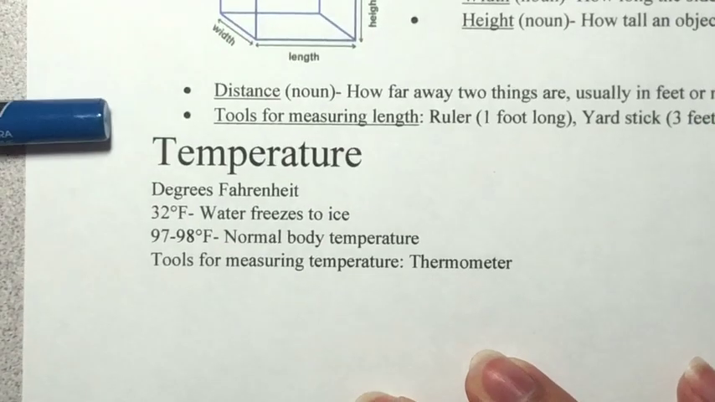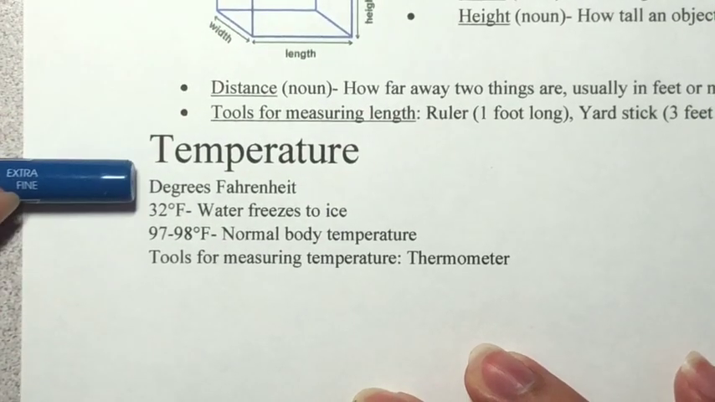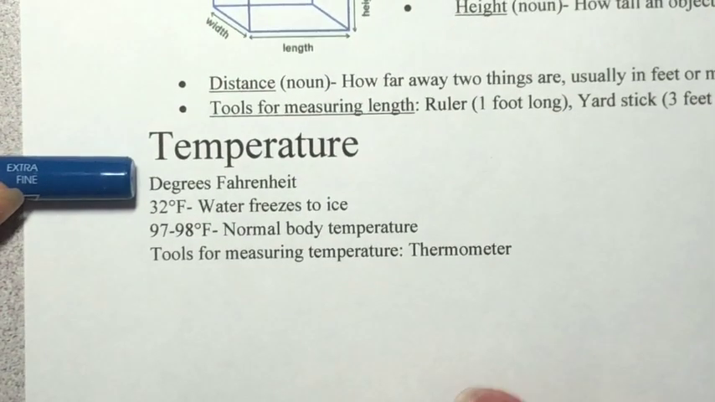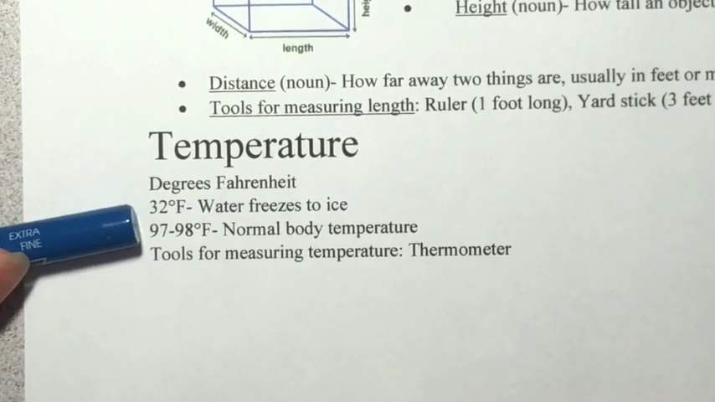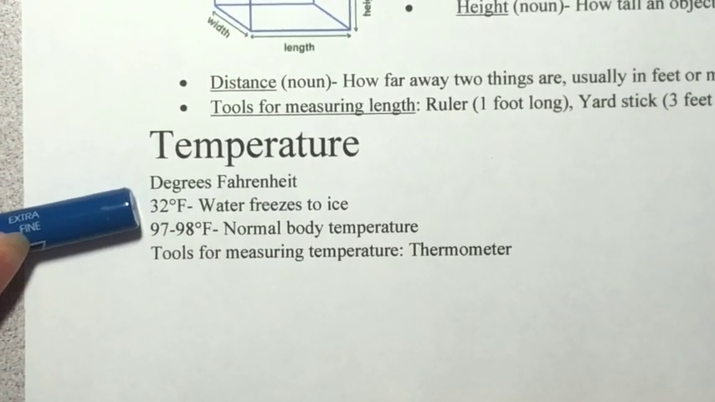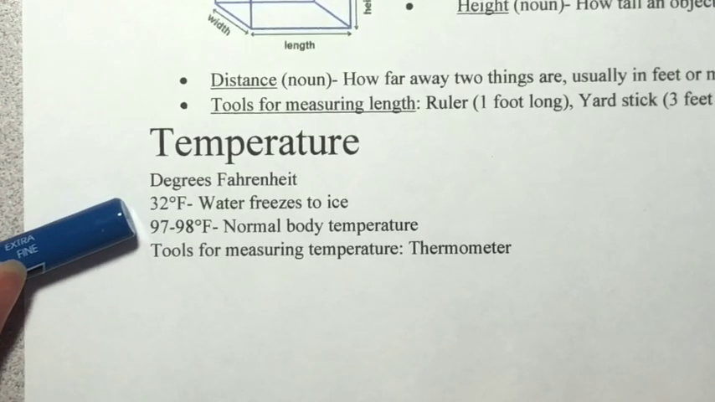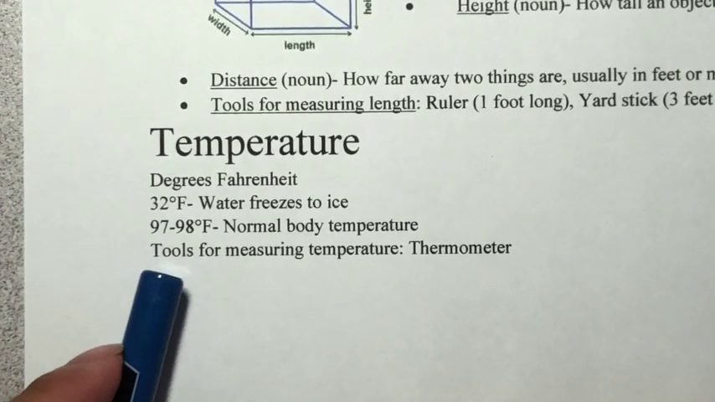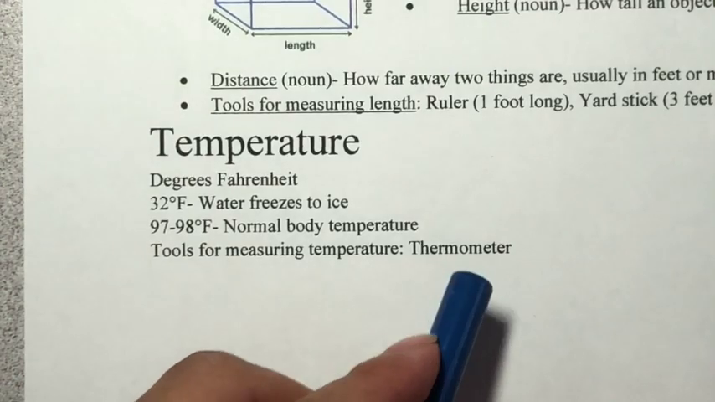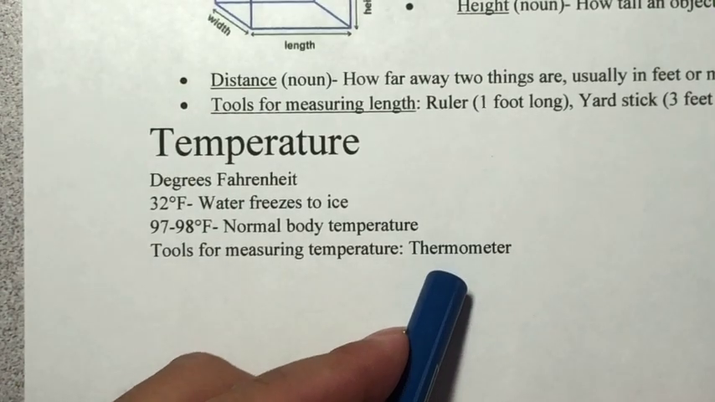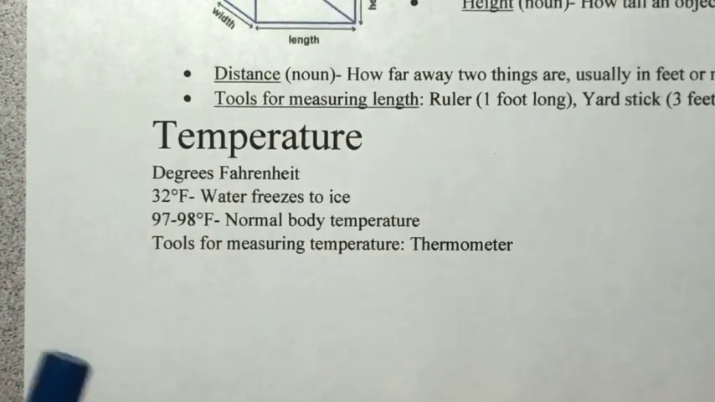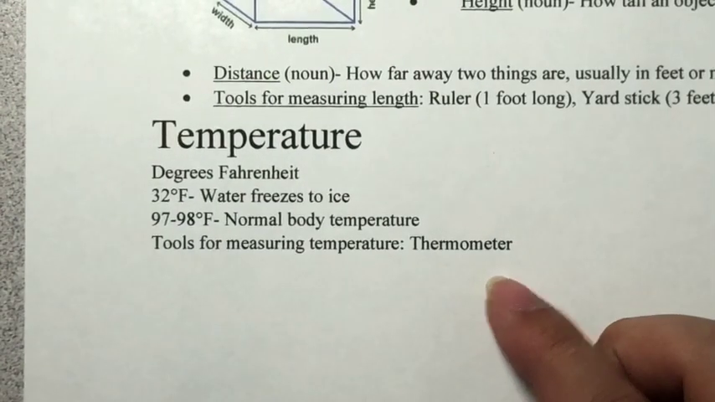Finally, we have temperature. We measure temperature in degrees Fahrenheit. Important temperatures we have are 32 degrees is when water freezes to ice. 97 to 98 degrees is normal body temperature. And the tool for measuring temperature is called a thermometer. Thermometer.